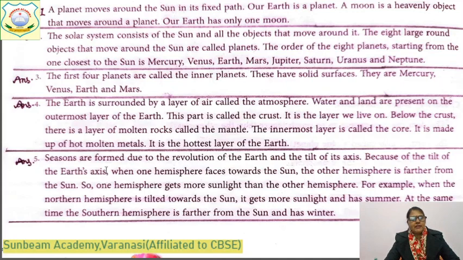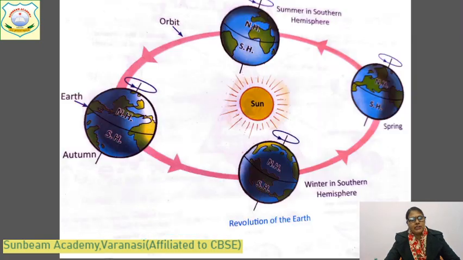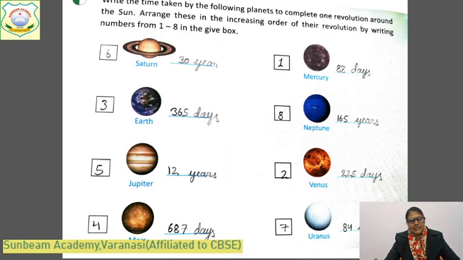And children, in the front of this question, seasons are formed due to the revolution of the earth. You can draw the picture of revolution also. आप यहाँ पे यदि ये वाला पिक्चर ड्रॉ कर दोगे तो ये ज्यादा क्लियर हो जाएगा। You can understand easily.